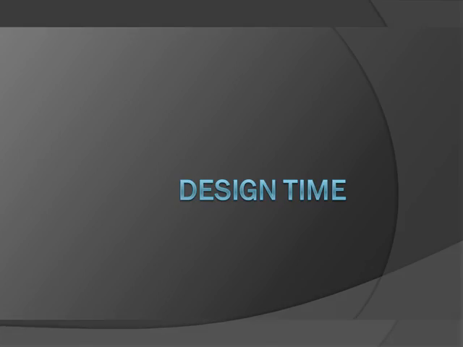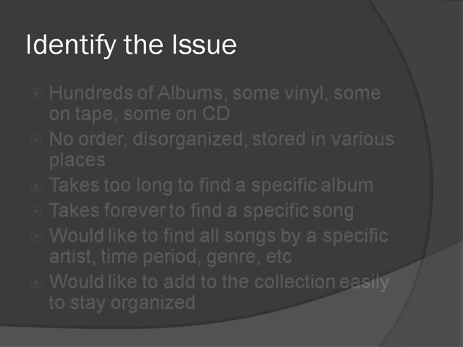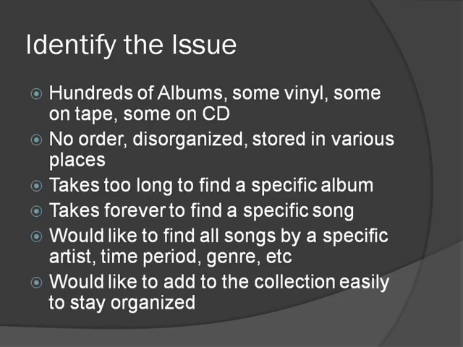Using our real life scenario, we need to identify the issue of having a disorganized music collection. So what we have is hundreds of albums. Some of them are on vinyl, we've got a bunch on tape, a whole bunch on CD, and there's no order to them. They're disorganized, stored in various places on racks, in boxes, and what we need to be able to do is find a specific album quickly, and right now it's just taking too long searching through all these things.